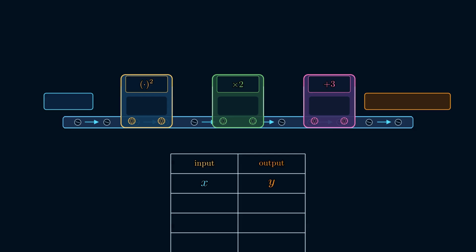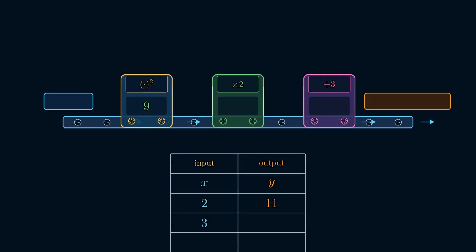Now we move to the third number machine. This one has 3 steps. Square the input. Multiply by 2. Add 3. Start with 2. 2 squared is 4. 4 multiplied by 2 is 8. 8 plus 3 is 11. So 2 becomes 11.